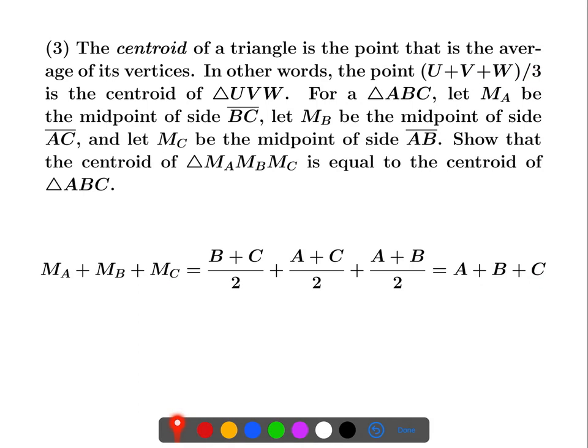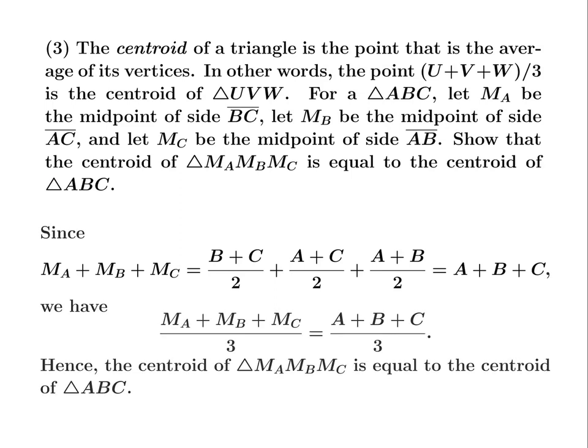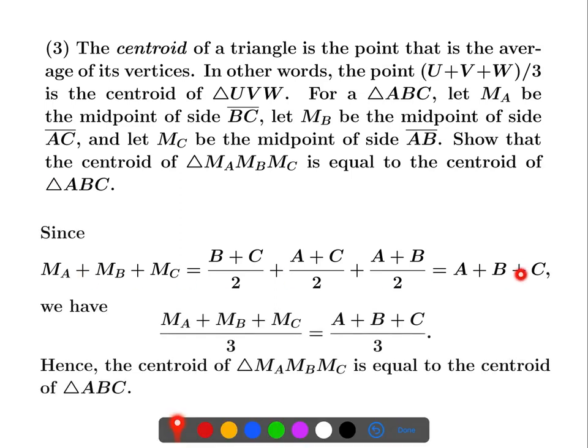So I just want to divide by 3 on both sides, and we can see then that the centroid for this triangle MAMBMC is equal to the centroid of the triangle ABC just by dividing by 3. So the only real work after this is just to put some English down. Since we have this, by dividing by 3, we get that these are equal. And by definition, that means the centroid of triangle MAMBMC is equal to the centroid of triangle ABC. So that finishes the argument for this problem.